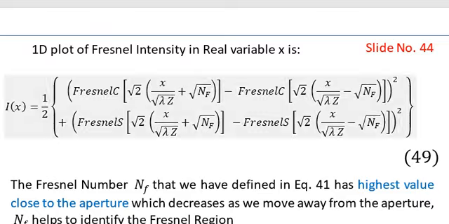So in equation number 48 we have taken only the x part of that one, and we have plugged in the backward variables, that is, capital X replaced in terms of small x divided by the square root of lambda f. So you see that these two terms are very well explained in the curly brackets. Now we can plot this I of x.